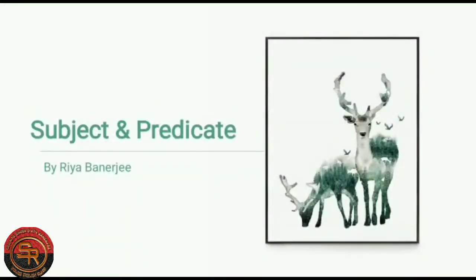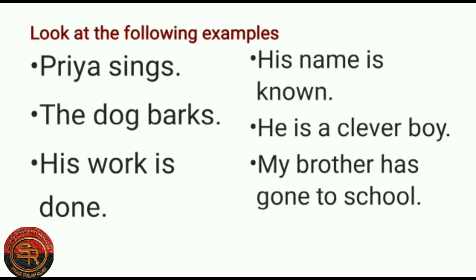So let's begin the topic: subject and predicate. Now let's look at the following examples. First, we have the examples: Priya sings, the dog barks, his work is done, his name is known, he's a clever boy, my brother has gone to school.